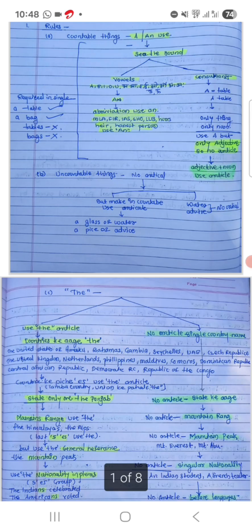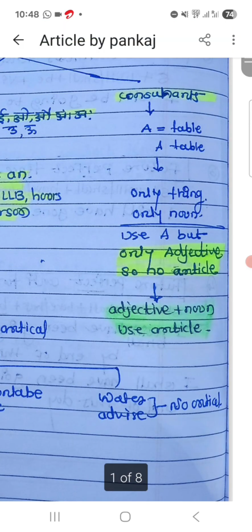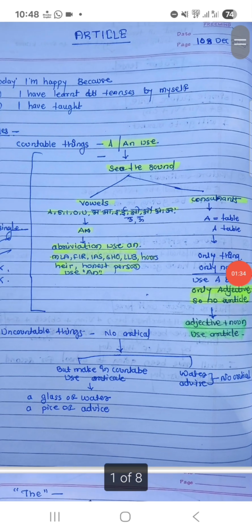Consonant sound. Here we see only things, and only a noun uses the article a. But whenever there is only an adjective, there is no article. This is rule number 1. Second, adjective plus noun, use an article. Got it? Okay, let's see.